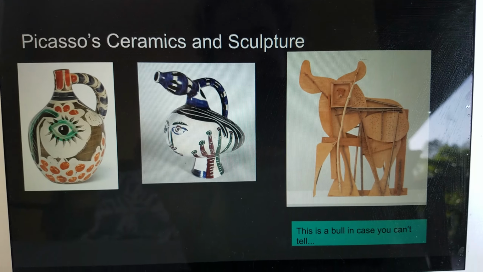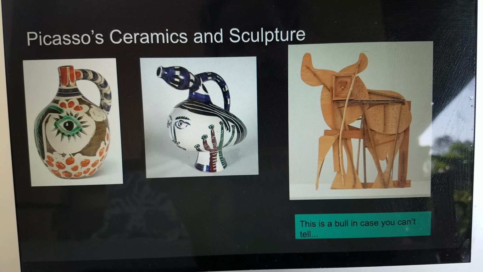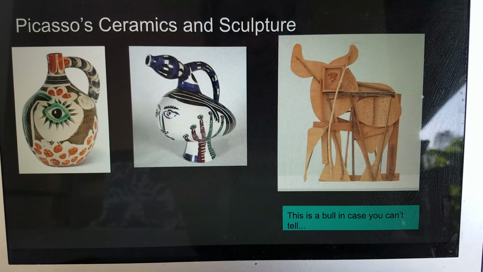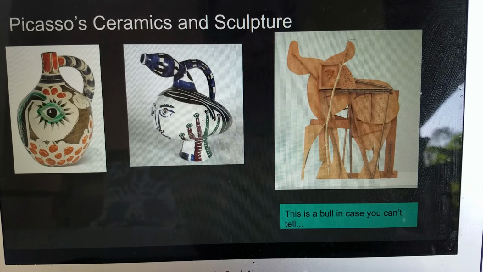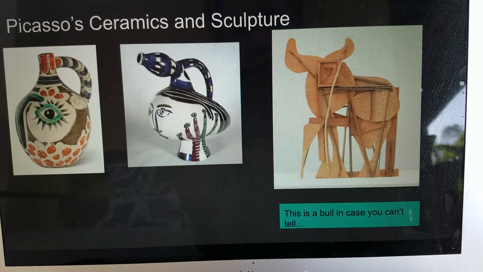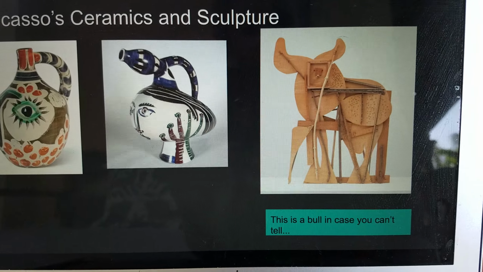Pablo Picasso did not just work with paint. He worked with clay, he worked with metal, he worked with found objects, and he worked with wood. So he was just as competent and confident as a sculptor as he was as a painter.